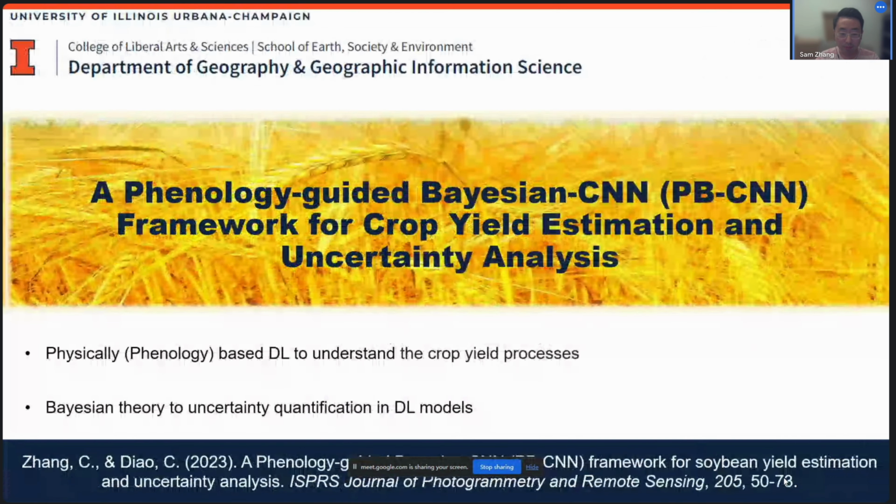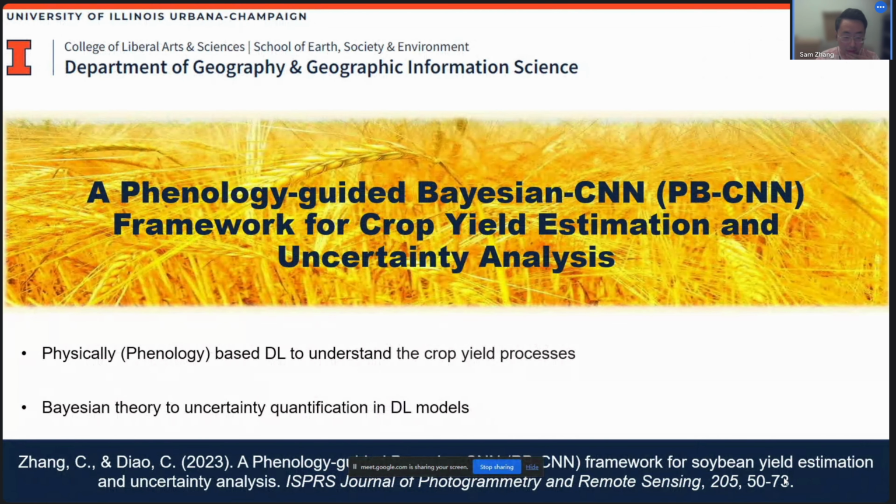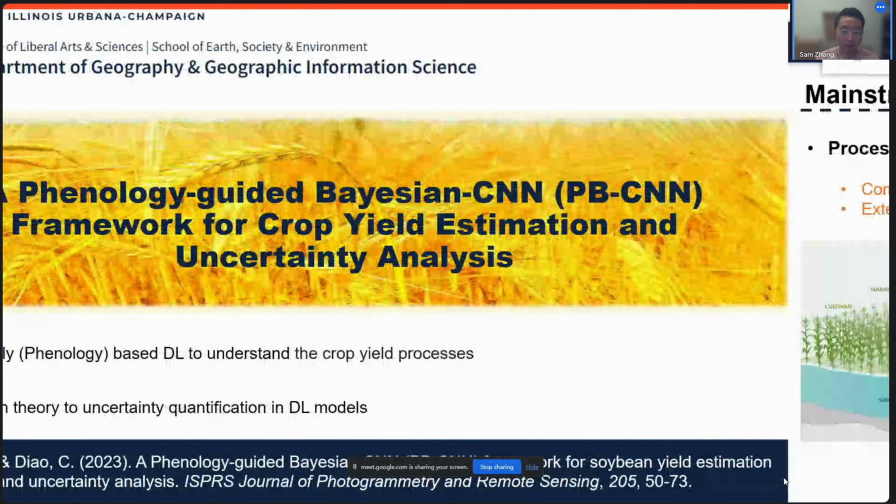I think there are two main innovations in my work. One is that we integrate a physics-based mechanism, here a phenology mechanism, into the deep learning model to help us understand the crop yield process, because deep learning models are usually said to be a black box, very hard to understand the process. The second is that we utilize Bayesian theory to quantify the uncertainty in crop yield estimation based on the deep learning models.